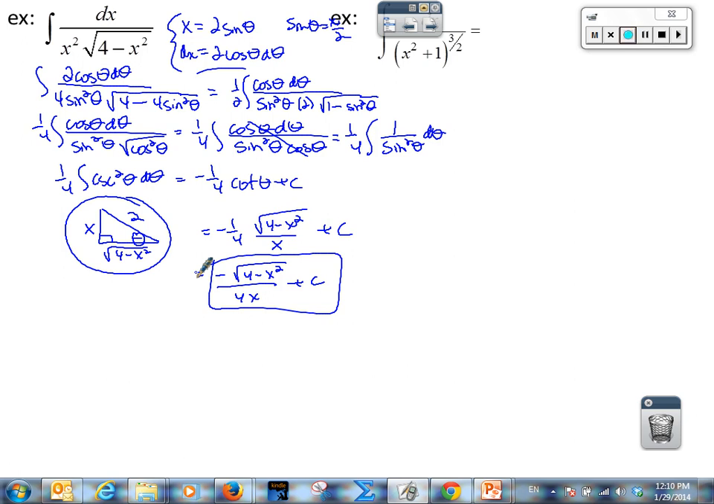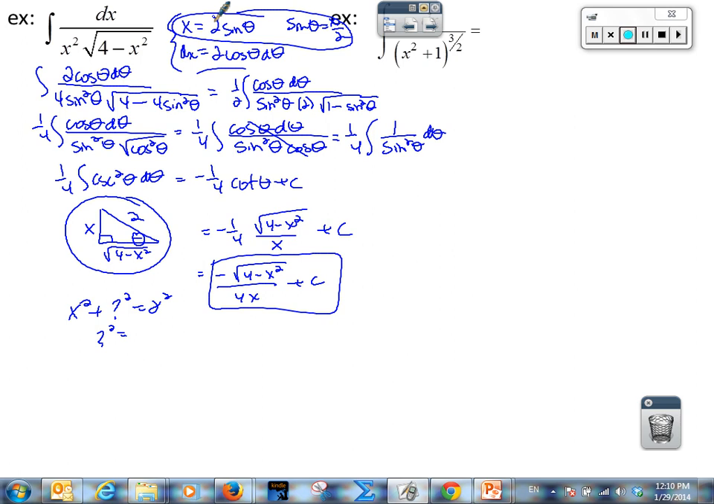I just use Pythag. So x squared plus, we don't know what it is, squared equals 2 squared. This, I got it from my original substitution. I have to solve for whatever trig function I'm using. I got it out of my trig substitution.